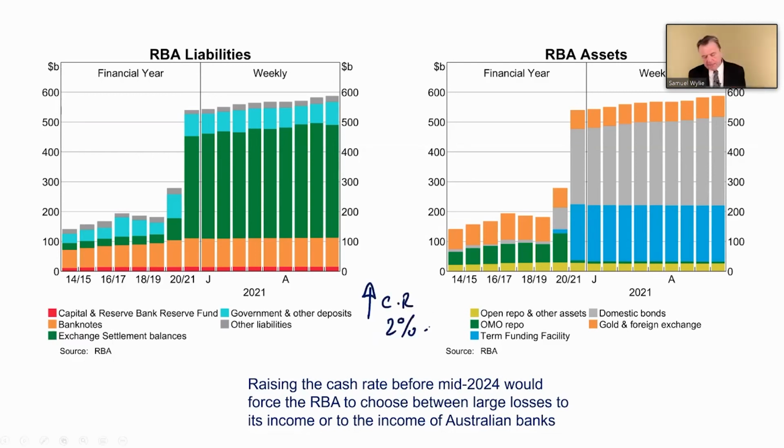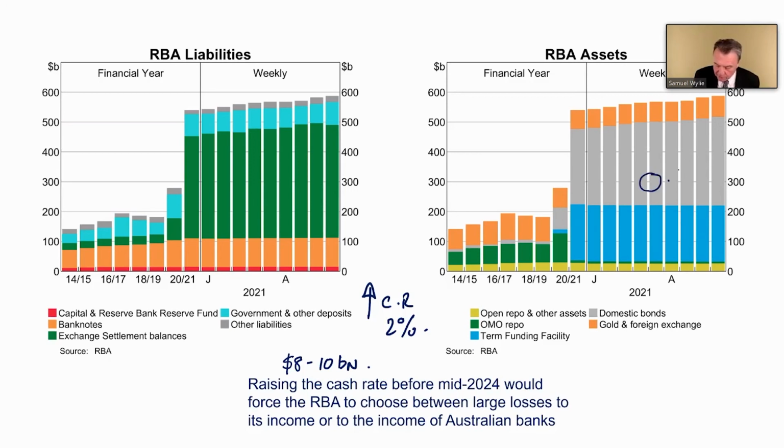What's going to happen? Banks are basically going to have to pay, well someone's going to have to foot the bill. For $400 or $500 billion at 2%, that's $8 to $10 billion that somebody's going to have to take the bill. So if the RBA starts paying 2% on these deposits and getting nothing over here, they're going to get zero over here because that's fixed.